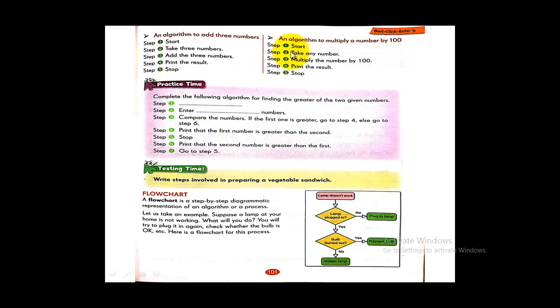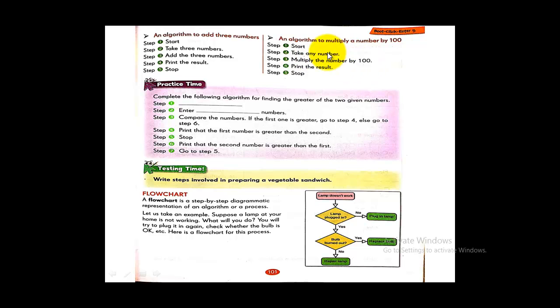Likewise, we can write an algorithm to multiply a number by 100. Take any number, then we will multiply that number by 100. Now, step number one is start. Step number two, take any number. After that, step number three, multiply the number which we have taken just now by 100.